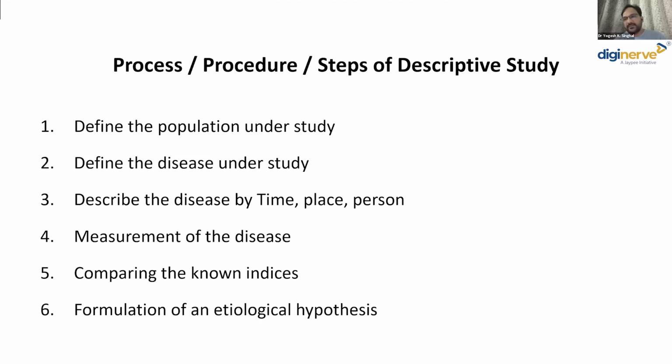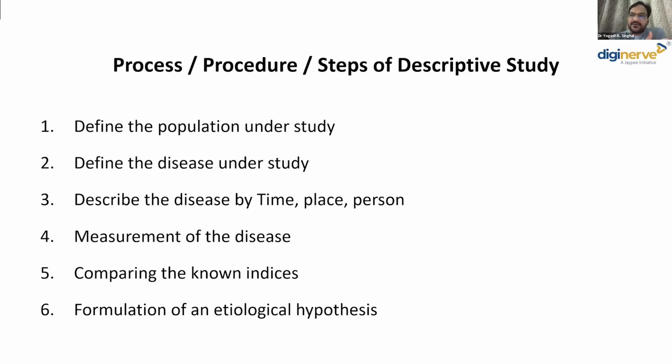So in investigation of an epidemic, we are doing the same thing. We are also defining the disease there. Now we will describe the disease by time, place, person. We will measure the disease. We are comparing the known indices. What does comparing the known indices mean? Suppose last year there were a few cases, and now we are having more cases. This can be an index.